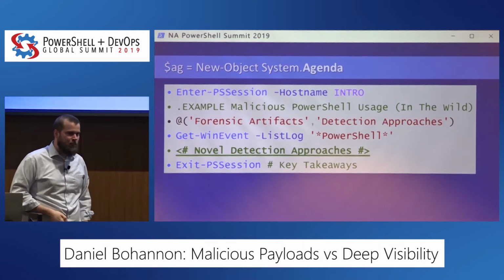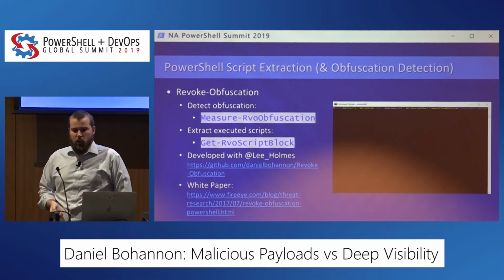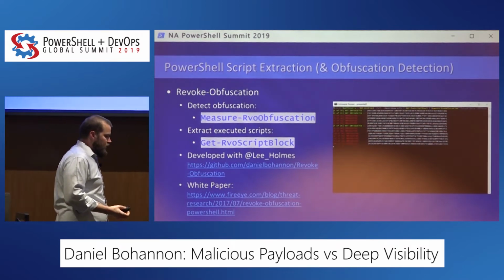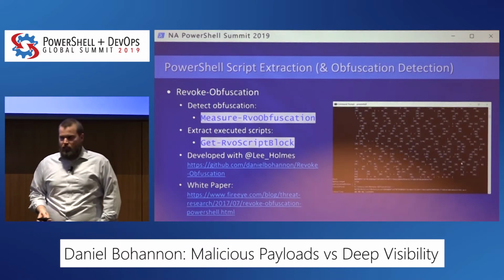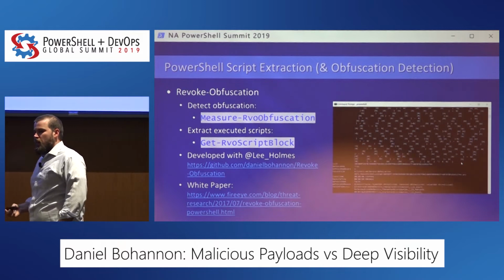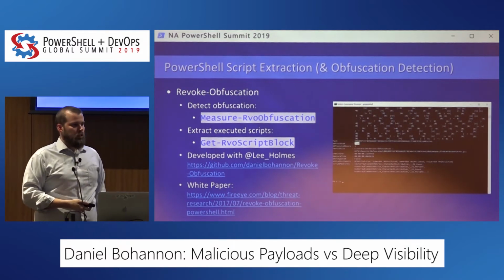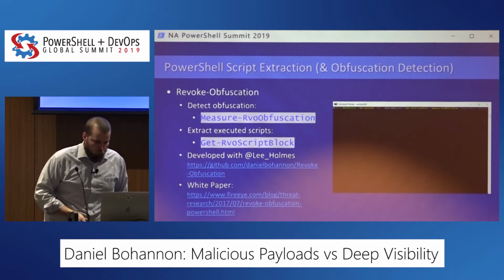Okay, some novel detection approaches here. A few years ago, Lee Holmes and I became really good friends, and we did this research on using some data science techniques to detect obfuscated PowerShell using the abstract syntax tree. And that was a lot of fun, and here's a GIF of that, and there's some more information about that. But this is basically a signature-less approach to detecting really obfuscated PowerShell content.